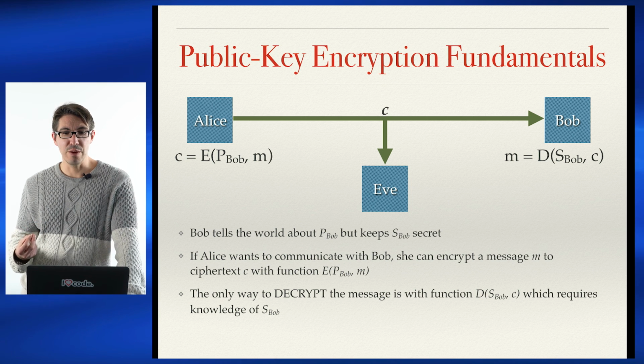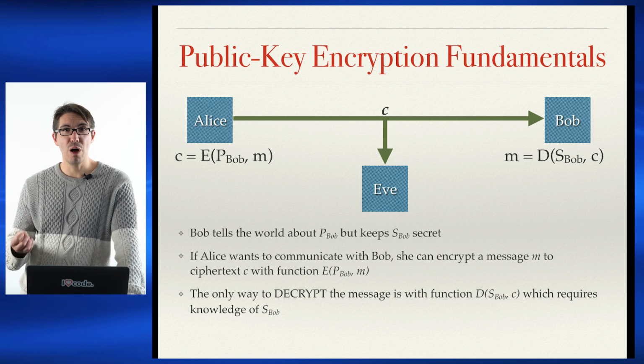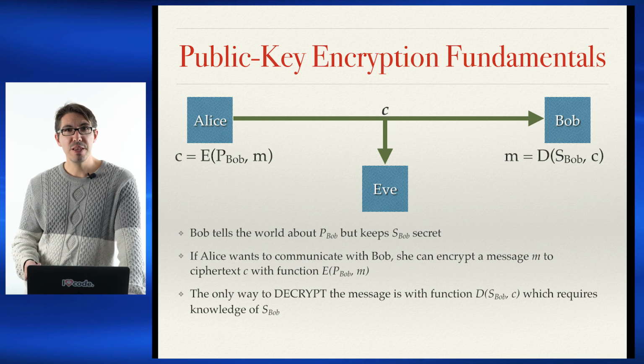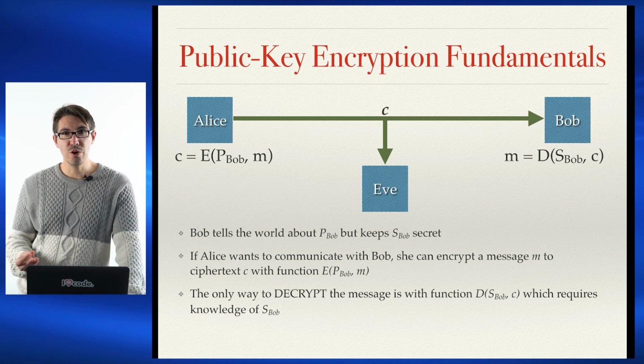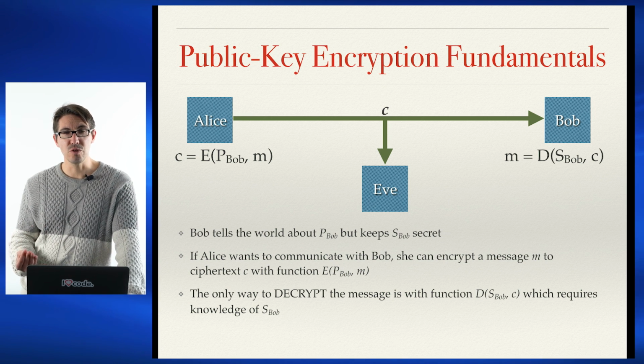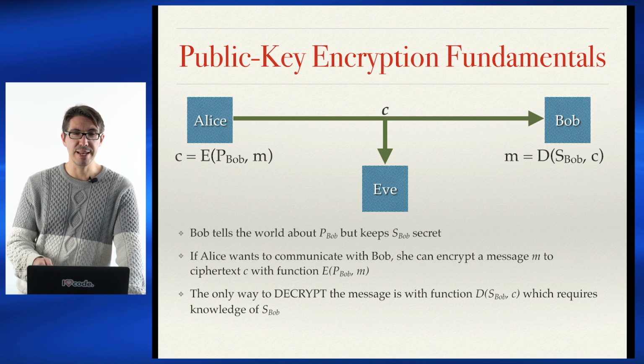Alice would like to communicate with Bob. So she encrypts a message M with Bob's public key. This is going to generate some ciphertext. That ciphertext is sent over the network. Again, we can assume that Eve would see it. But Bob is going to be the only one who can decrypt it. He needs to have S sub Bob in order to convert that ciphertext back to the plaintext message M.